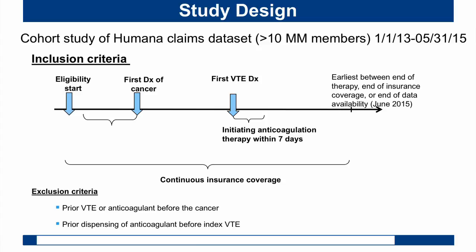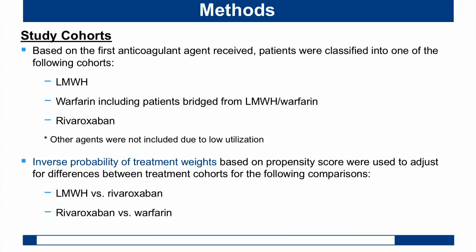We then identified patients by dispensing data when they were started on anticoagulation and then followed them forward for clinical events and costs related to those clinical events. We excluded patients that had a prior VTE or were using anticoagulants before the study. Our study cohorts were those that are being treated with low molecular weight heparin, warfarin, or rivaroxaban. We did not include other agents because they were utilized in a small proportion of patients.